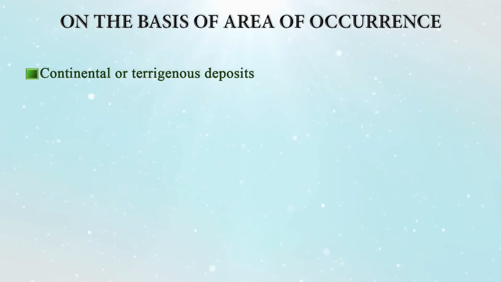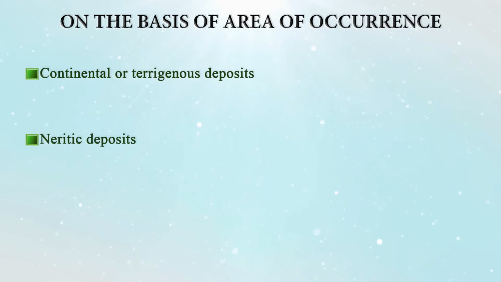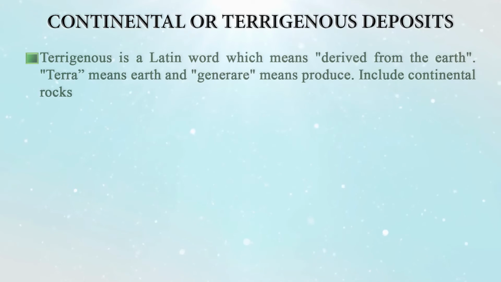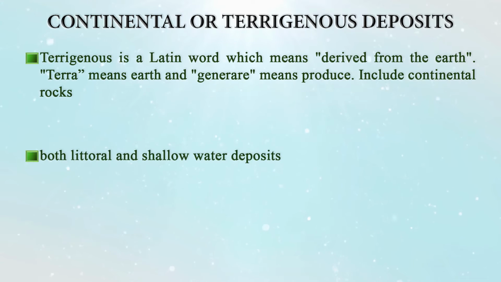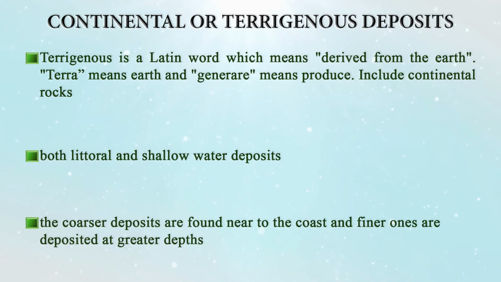On the basis of area of occurrence, we divide ocean deposits into continental or terrigenous deposits, neritic deposits and pelagic deposits. Continental, as the word suggests, are those deposits which are continental in origin, and the word terrigenous is a Latin word which means derived from the earth. Terra means earth and genere means produce. It includes the continental rocks. It consists of both littoral and shallow water deposits, and there is also a kind of gradation in these deposits. As you know, there are coarser to finer deposits.